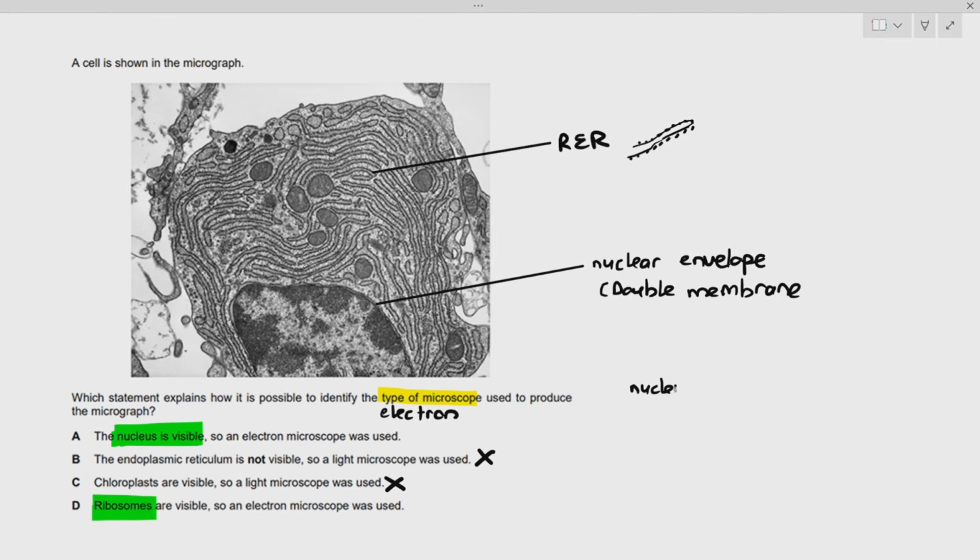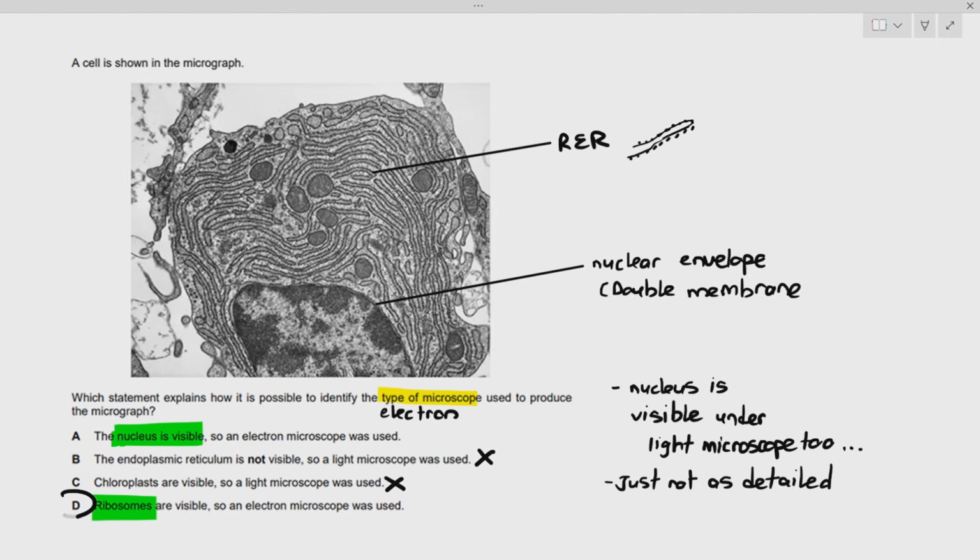Now the question is, A, the nucleus is visible, so an electron microscope is used, or D, ribosomes are visible, so an electron microscope was used. Both answers are technically correct. The nucleus is visible and the ribosomes are visible in this case. However, the nucleus is also visible under a light microscope, even though it's just not as detailed. So the better answer in this case is going to be D, because ribosomes are only visible under the electron microscope.